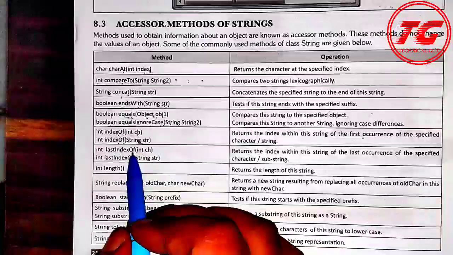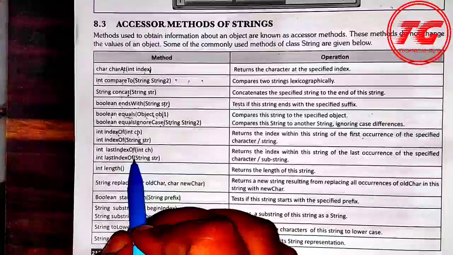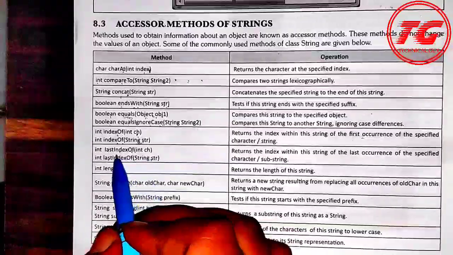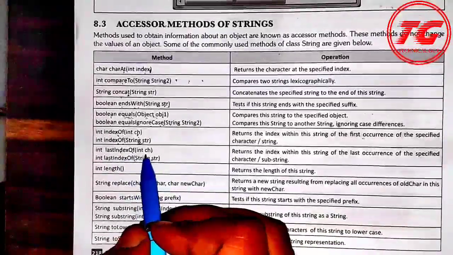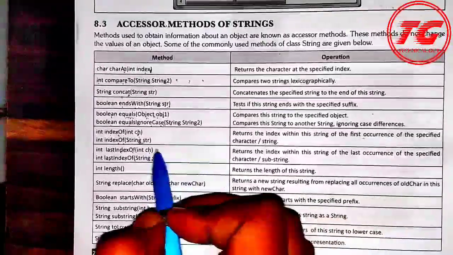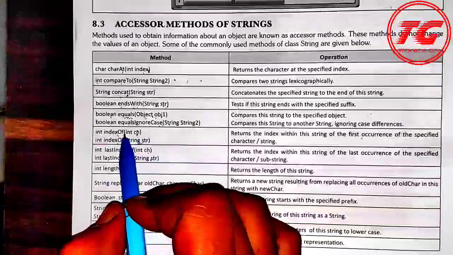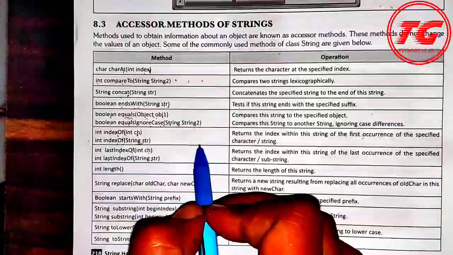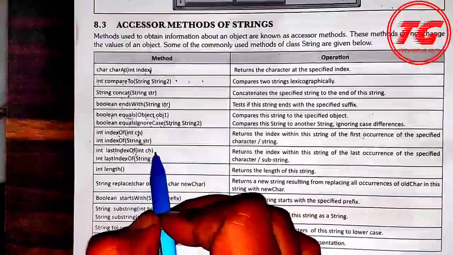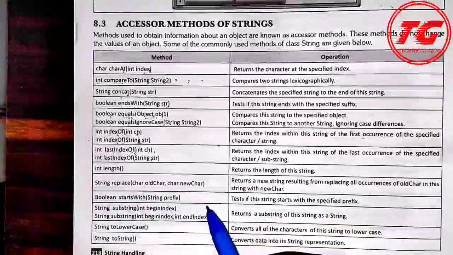Then we have lastIndexOf, which works using a character or a string. lastIndexOf will check the index from the last position to the starting. So the indexOf method will check the index from beginning to last, and the lastIndexOf method will check the index from last to beginning.